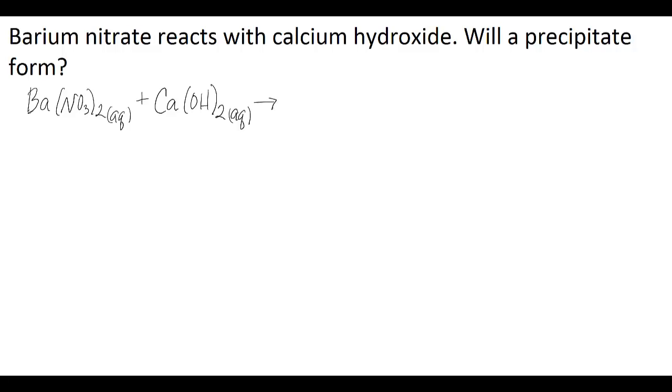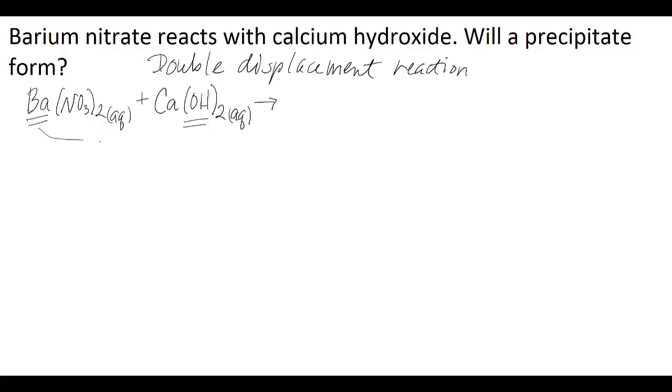So the next thing you want to do is switch places with the ions, essentially. This is called a double displacement reaction. And it's a specific type of reaction that occurs especially when we're dealing with precipitation chemistry in solution. So the barium is now going to bond with the hydroxide, and the nitrate is going to bond with the calcium. So they switch places in a double displacement reaction.